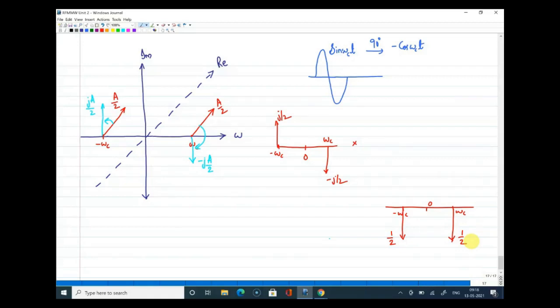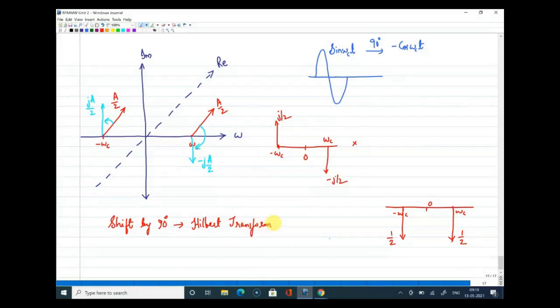Yes, Pratap. I hope you didn't miss the H. Yes, Hilbert transform. So this shift by 90-degree operation is otherwise called the Hilbert transform. So how do you apply the Hilbert transform?